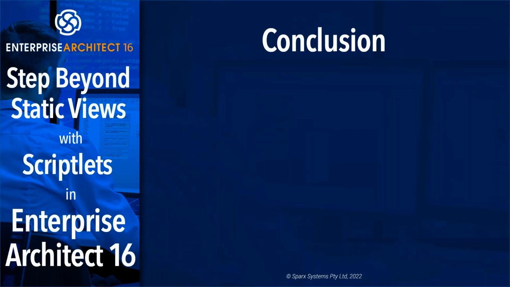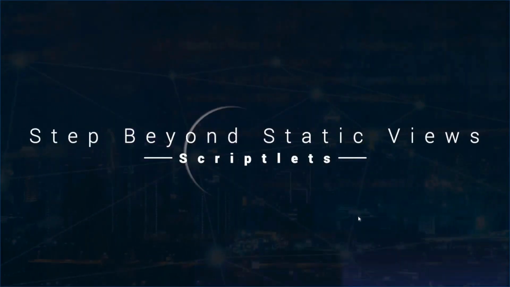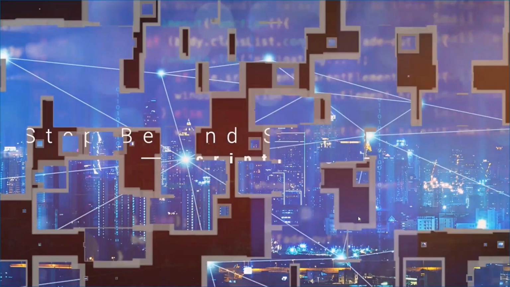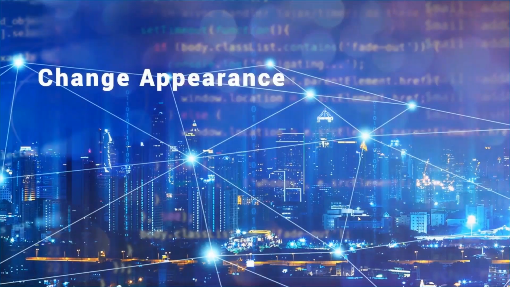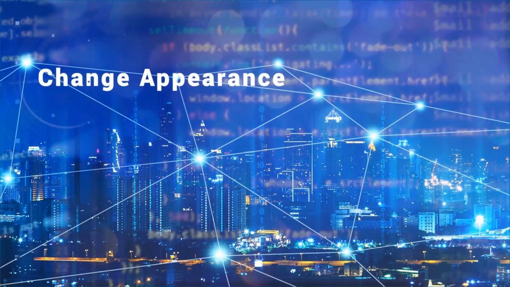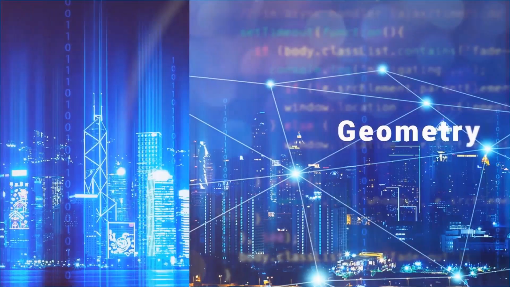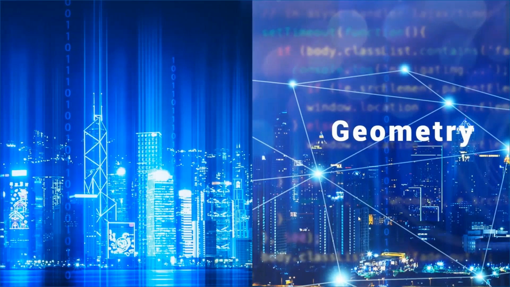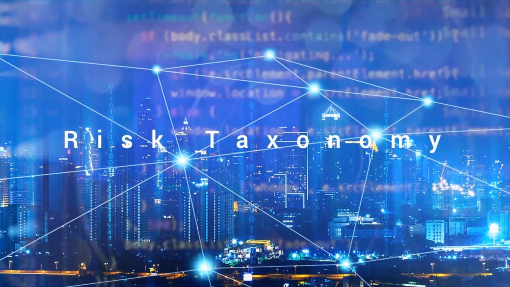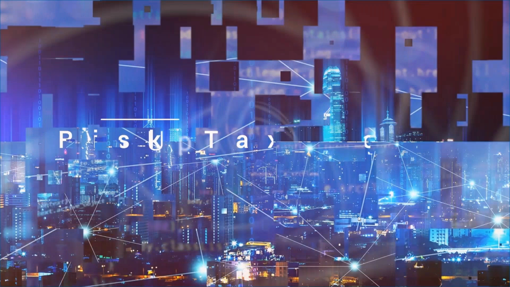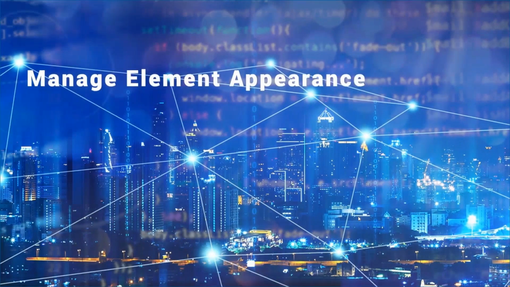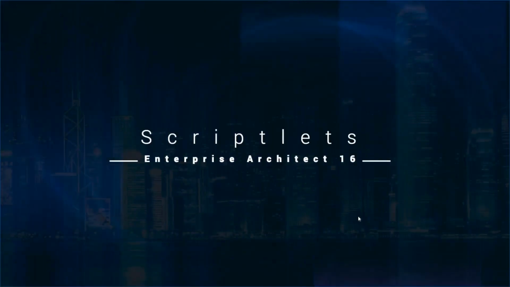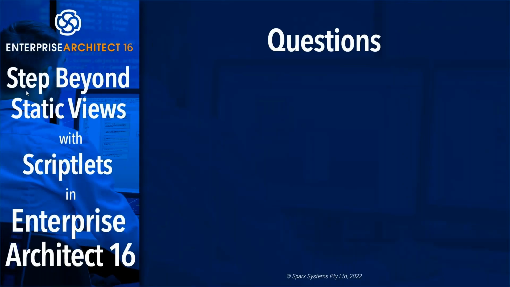So in conclusion, I'd just like to talk about some of the things that we've covered today. So we've looked at how you can take a static diagram and move beyond it. We've looked at things like how to debug scripts, how to change the appearance of scripts. We've looked at geometry and trigonometry and mathematical functions and risk taxonomy. And we've seen how to update a table, how to use grid style elements within Enterprise Architect, and how to manage the appearance of diagram elements.